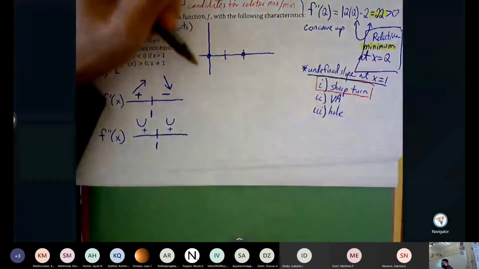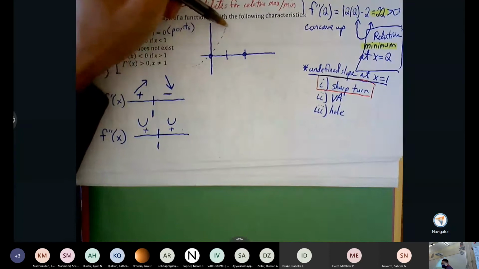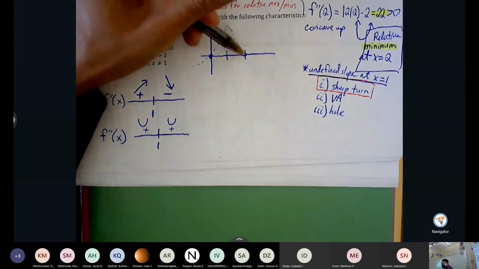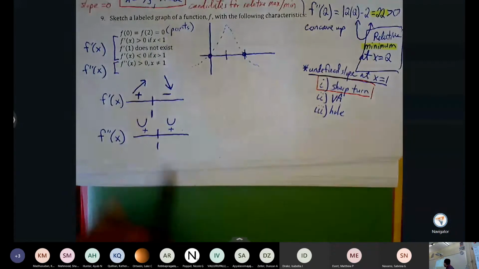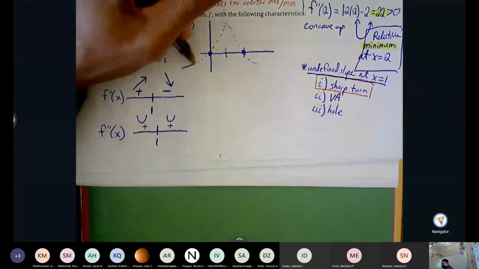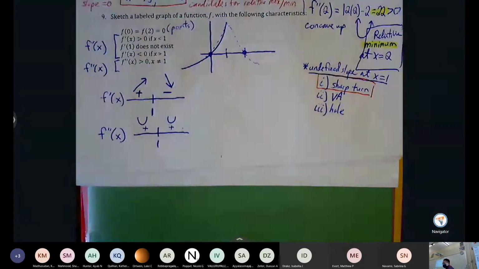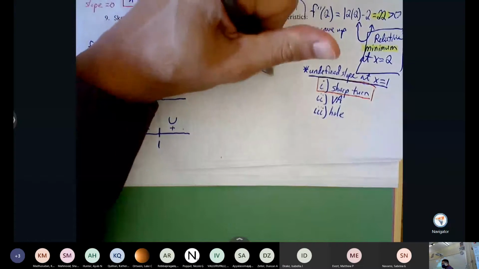So maybe your graph could look like this. I'm going to just do a dotted line to help show that this is the path I wanted to take. I want it to increase, I want it to decrease. But now I'm going to give it a little bit more definition. I want the graph to be concave up. So I want my graph to have this curve, but I also want the graph to have this curve to the right.